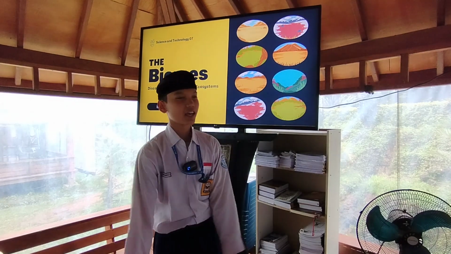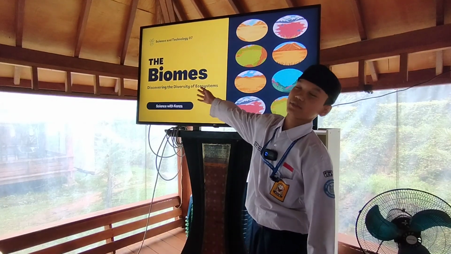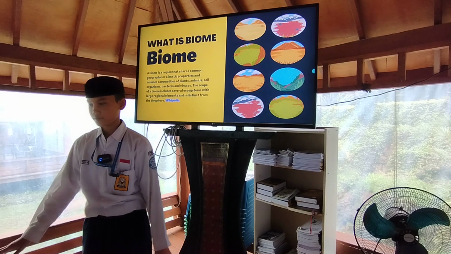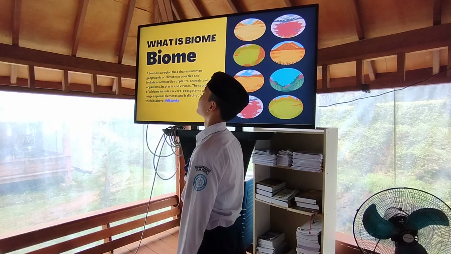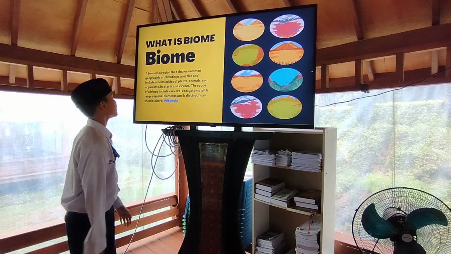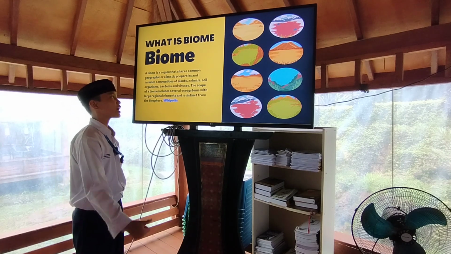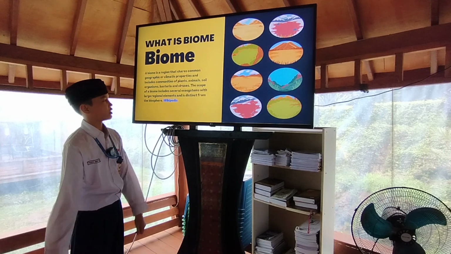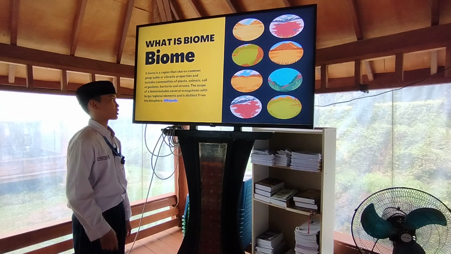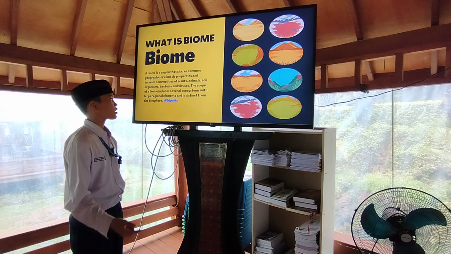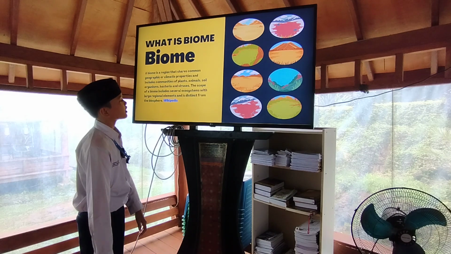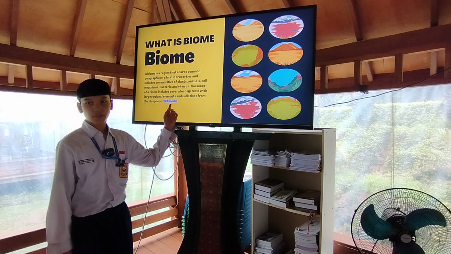Now I'm going to be your teacher, guys. And now we're going to learn about biomes. So, what is a biome? A biome is a region that shares common geographic or climatic properties and includes communities of plants, animals, soil and organisms, bacteria and viruses. The scope of a biome includes several ecosystems with large regional elements and is distinct from the biosphere, from Wikipedia.